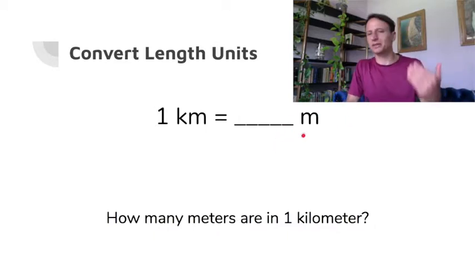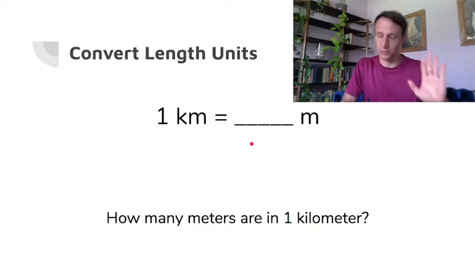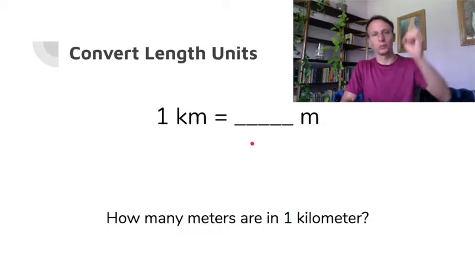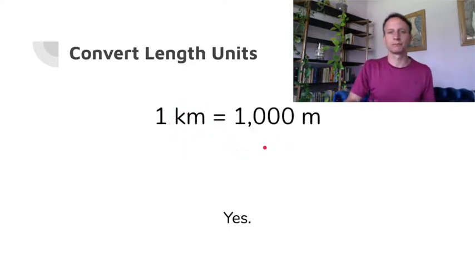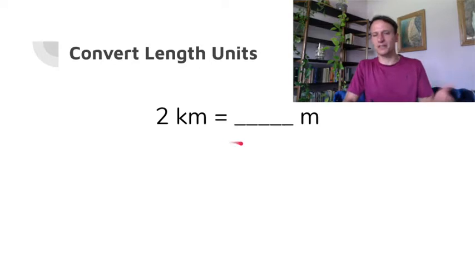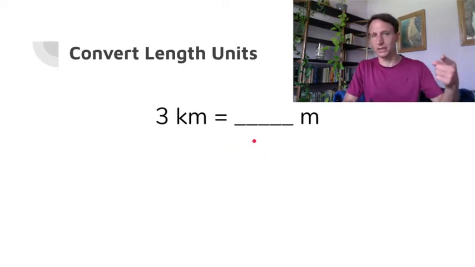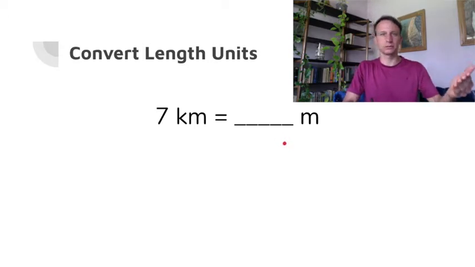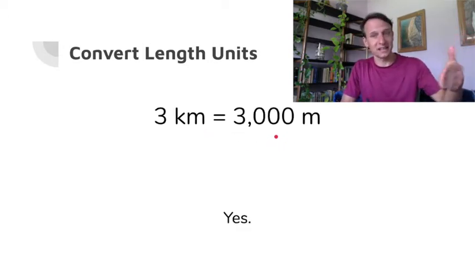How many meters are in 1 kilometer? So remember that kilo prefix there means 1,000, so 1 kilometer, which we do pronounce kilometer, is 1,000 meters. So that K means 1,000. All right, so 2 kilometers then would be 2,000 meters. 3 kilometers would be 3,000 meters. 7 kilometers would be 7,000 meters.